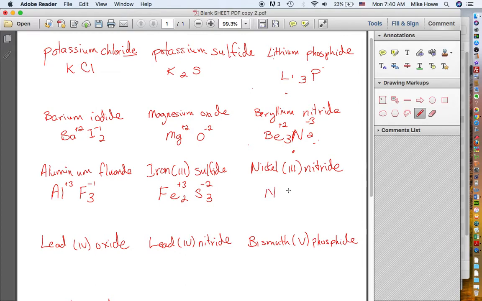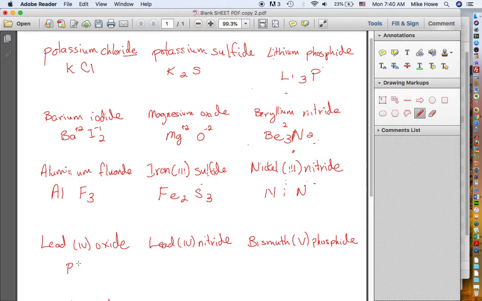Our next one's nickel 3 nitride. So nickel and nitride. Nickel's +3. Nitrogen is -3. So they're even already. We don't have to do anything else. There's nothing else required. And again, remember, we don't really need these charges after we're finished. I wouldn't take away credit if you put the charges up there, but I want you to know that they're not necessary, other than you have to think about them as you write the formula. Okay, I put 3 down here, which sometimes confuses students.